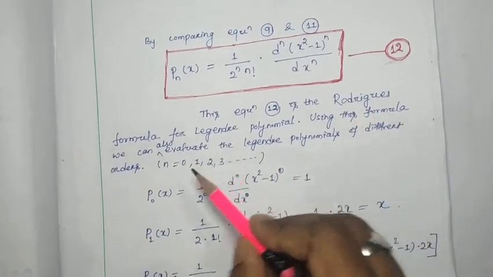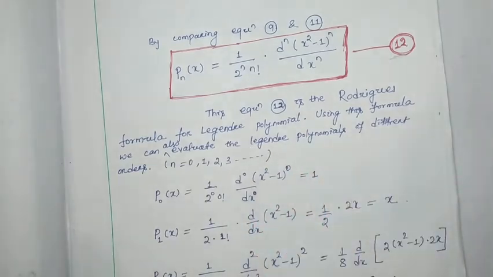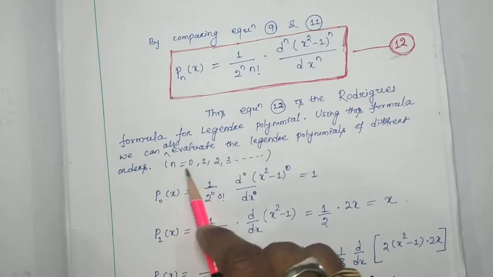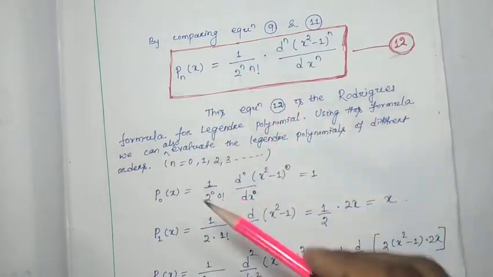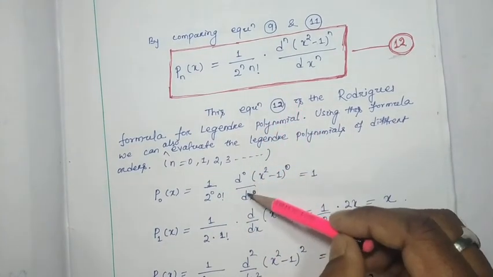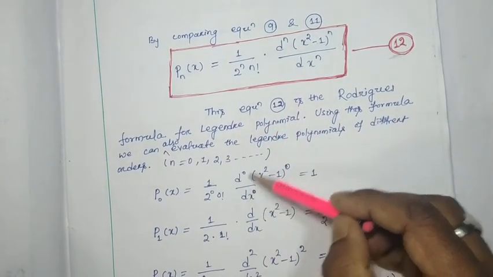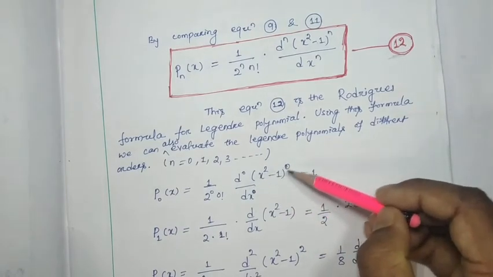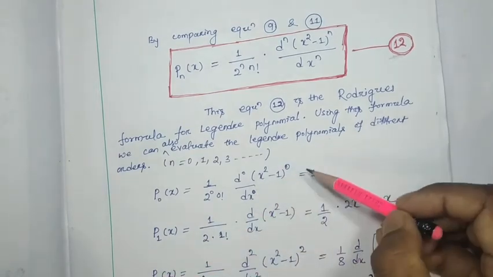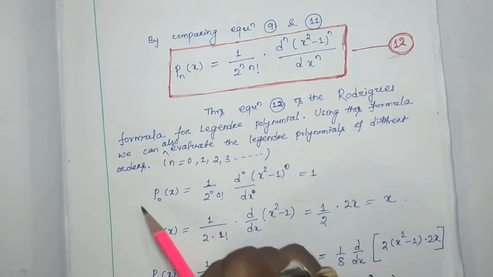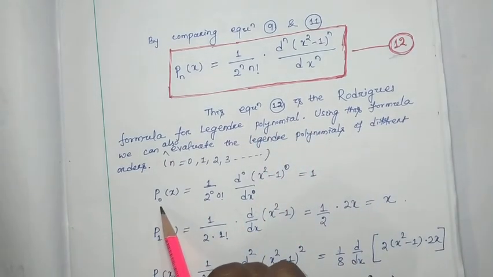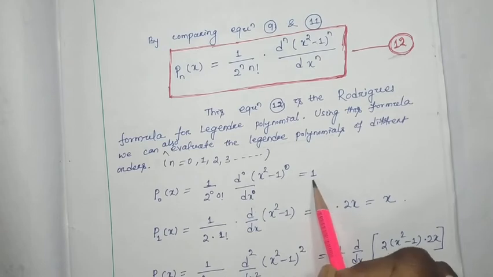We have to check whether it will be the same or not as what we found in the other method. See, for n equal to 0, that will be P0: 1 by 2 to the 0, 0 factorial. So this is the 0th derivative, which means it will be 1. The 0th derivative of (x square minus 1) to the power 0 will be equal to 1. And from the Rodrigues formula, we found P0, the 0th order Legendre polynomial, to be 1.